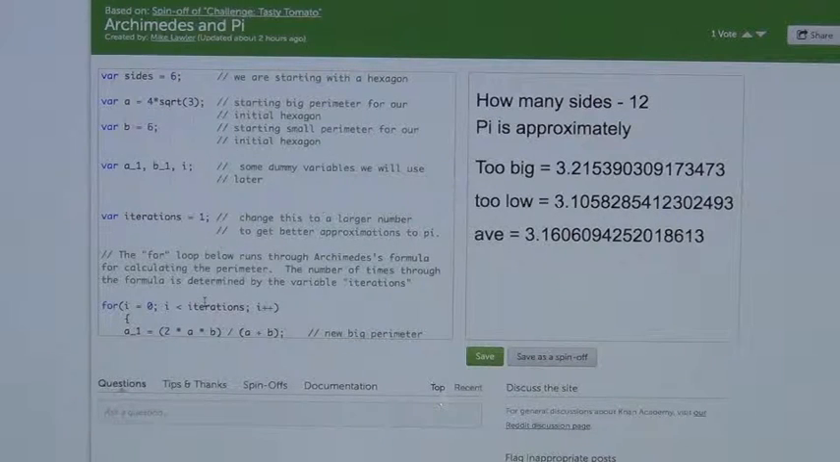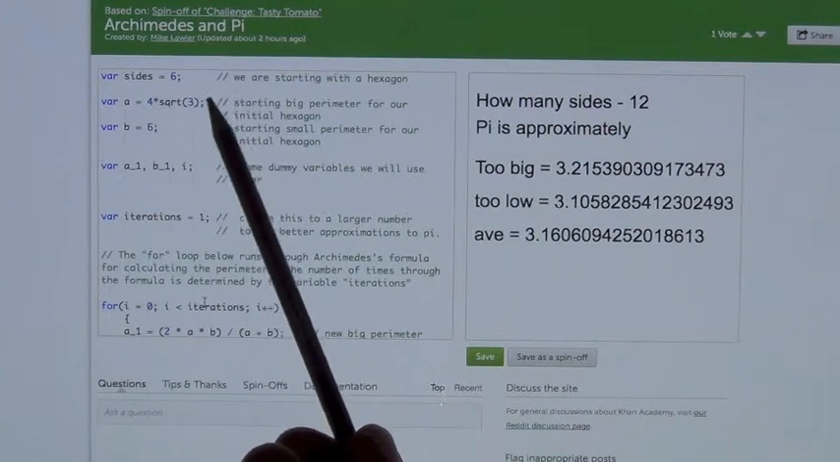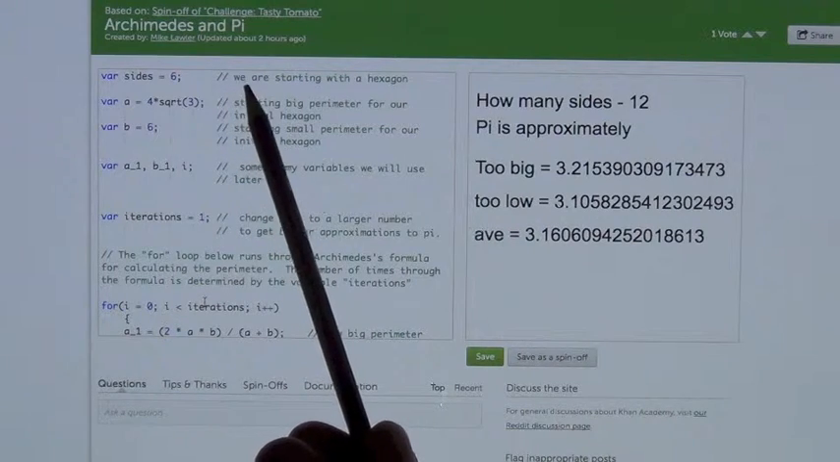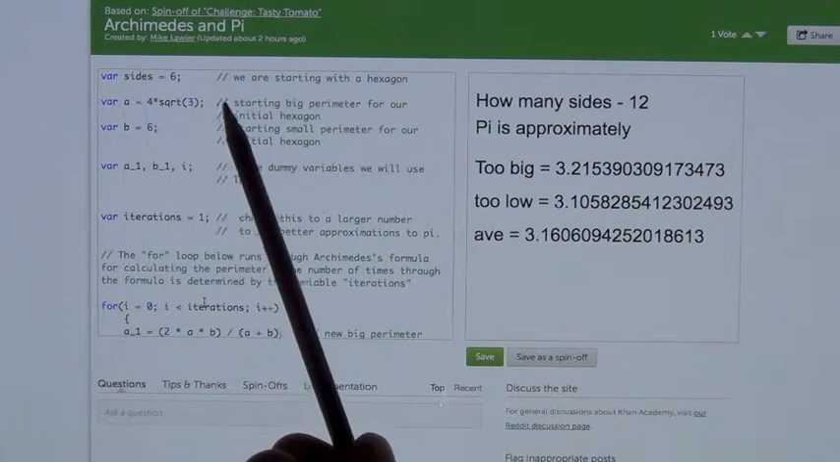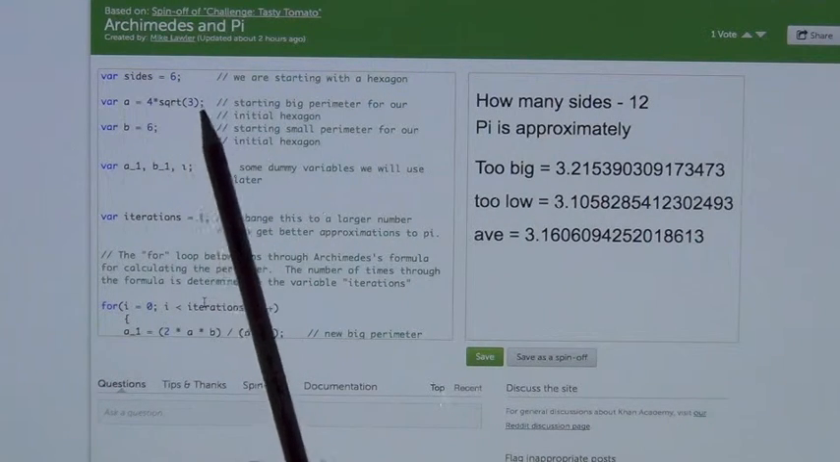Okay, so here's our little program that we made on Khan Academy, just because that's the only good way I know how to share programs. We call our sides 6. That's what we started with. Here are the perimeters that we calculated. The big perimeter was 4 times the square root of 3. The small perimeter was 6.